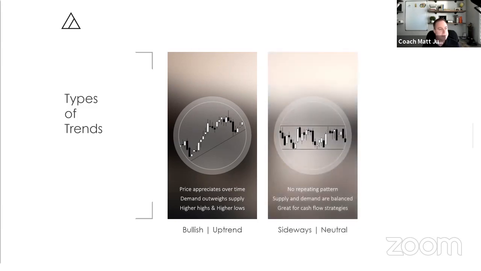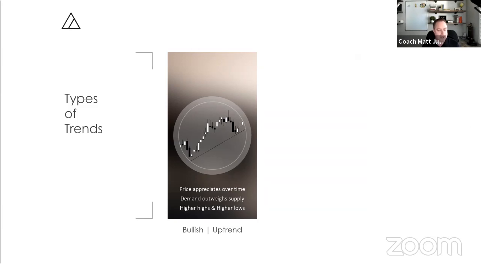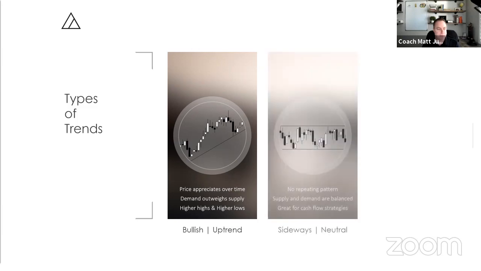In a bullish uptrend, we really want to focus on buying stock, buying call options, focusing on what we call delta trading. So whenever you see the word delta, that means we are directional in some capacity. Whether you're buying stock, buying a call option, or doing some type of advanced option strategy like a bull call spread, we're looking at taking advantage of that bullish uptrend.